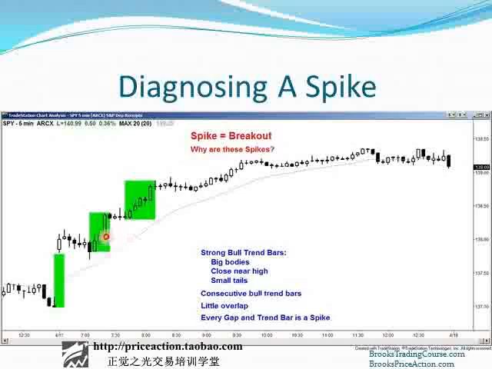Very little overlap between adjacent bars, and a series of consecutive bull trend bars. So these are very strong bull breakouts. So a gap spike here, a bull spike here, and another bull spike here. These last 2 spikes are within the context of a wedge channel.